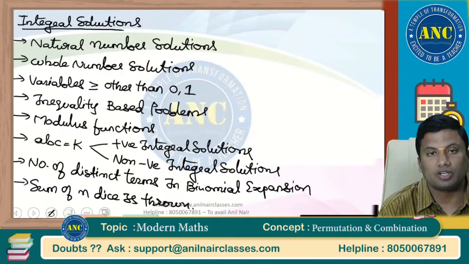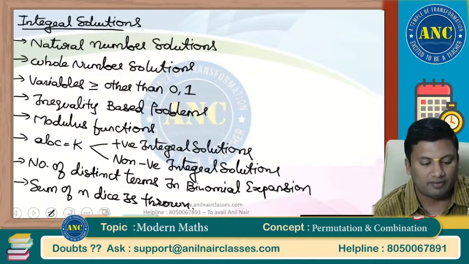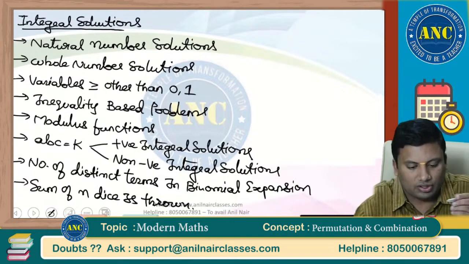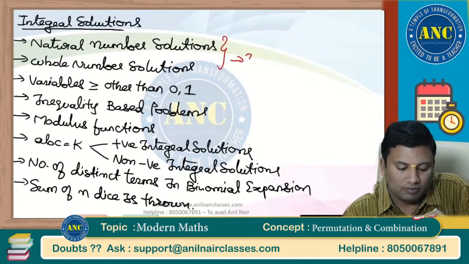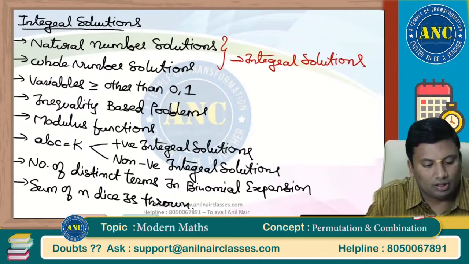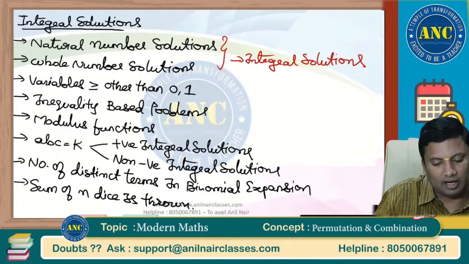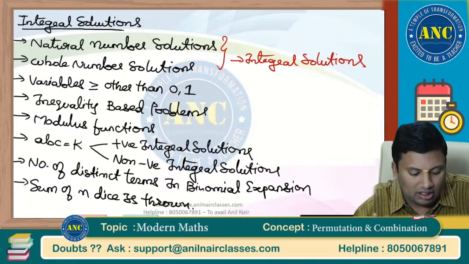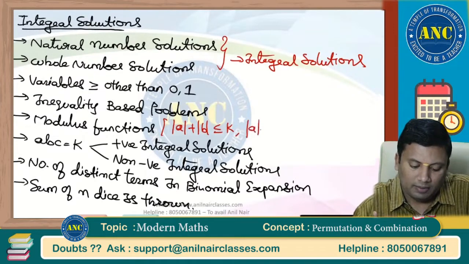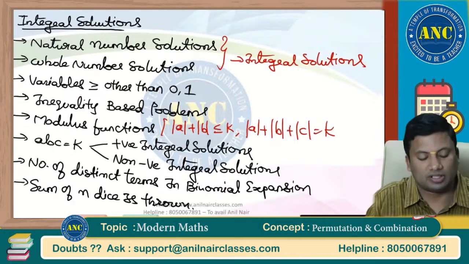Natural number solutions, whole number solutions. What if the variables are greater than or equivalent to other than 0, 1? After we discuss these both, we will also see how to find the integral solutions where variables are greater than or equivalent to other than 0 and 1. In modulus functions, we will discuss mod a plus mod b less than or equivalent to k, and mod a plus mod b plus mod c equivalent to k. How to find the integral solutions for this type.